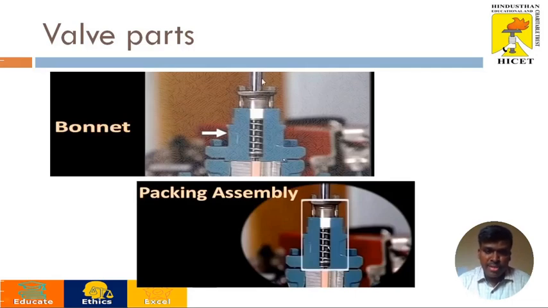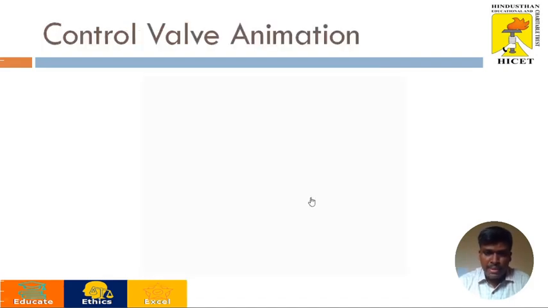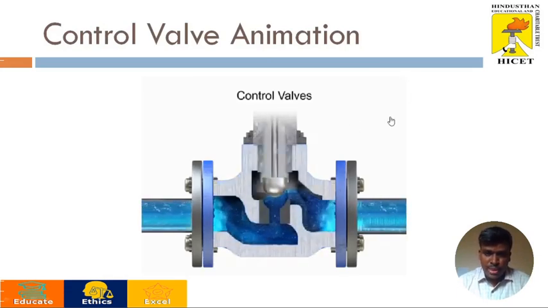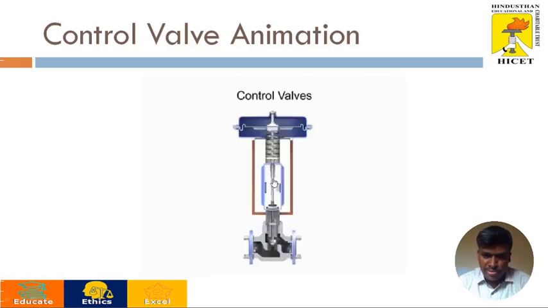And this is the bonnet, where the pressure recovery takes place. Pressure is completely retained in this area. This is called the bonnet. And this is the packing assembly. And this is the control valve animation, the actual visualization of a control valve. And this is the orifice where the flow is visualized.